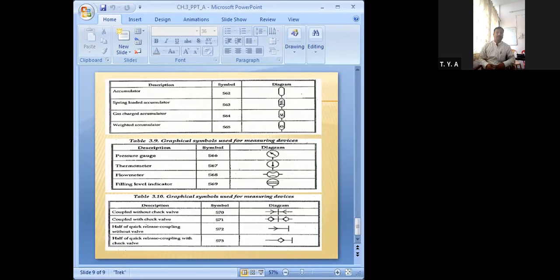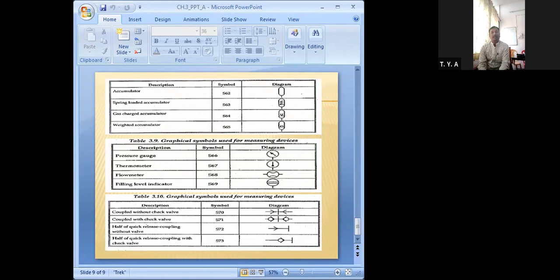Then again, very important, the accumulator. We have already seen this also. To represent an accumulator, it is represented by this symbol. If it is a spring loaded accumulator, then this symbol is used. If it is gas charged, then this one. If it is a dead weight, then it is represented by this one. So these are the symbols used to represent an accumulator.